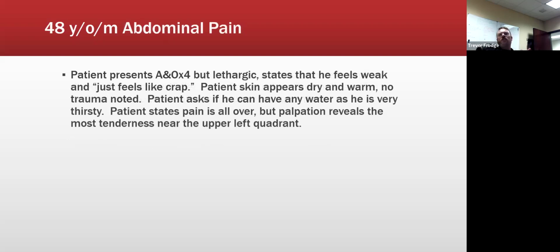We've got a patient who's alert and oriented x4, but they're lethargic, they feel very weak, it just feels like crap. They're dry and warm, there's no trauma. They ask if they can have water because they're very thirsty. There's pain all over, and as we palpate, the most tenderness is near the upper left quadrant. So again, in all these patients, they've all complained of abdominal pain. They've all kind of felt bad. They've all had pain in different areas of their belly, but now we've got one in the upper left quadrant.